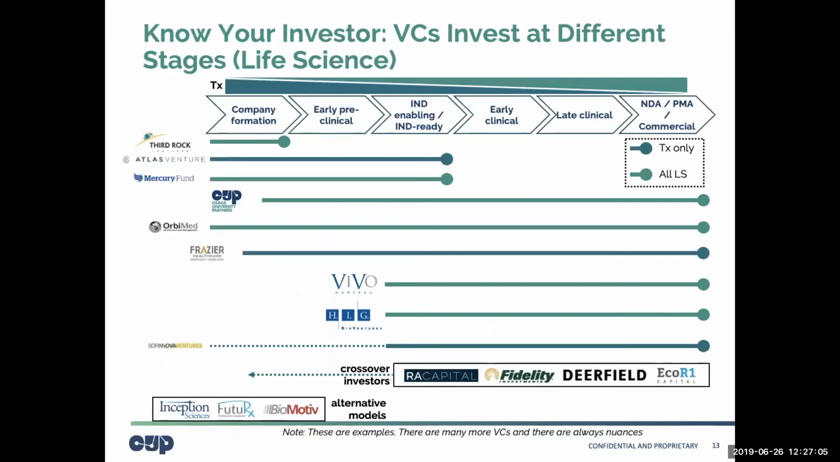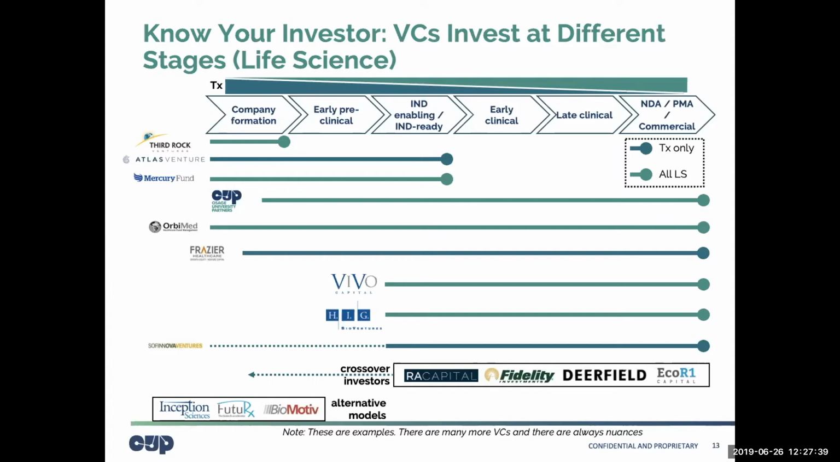So the next slide. This slide highlights different venture investors for different stages of life science companies. At the top, you see the stages of a typical therapeutics company. It starts with company formation, then moving on to early preclinical work, to IND enabling data, to early clinical work, to late clinical, then NDA, PMA, commercial.